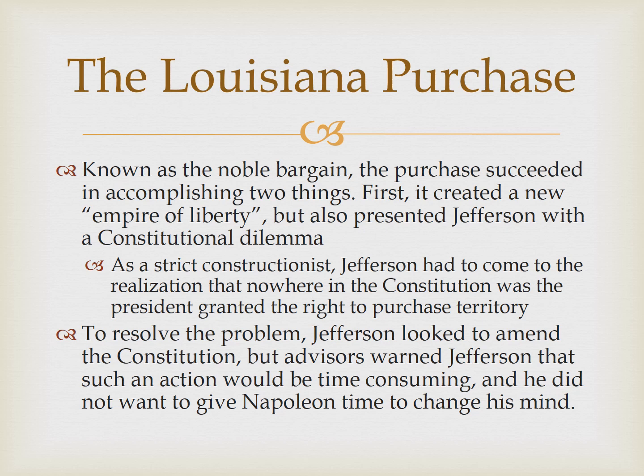Now, it says to resolve the problem, Thomas Jefferson looked to amend the Constitution. But advisors warned Jefferson that such an action would be time-consuming, and he did not want to give Napoleon an opportunity to change his mind. Okay? So ultimately, what's going to happen? Let's go to the next slide.